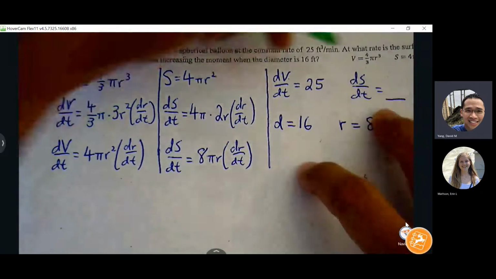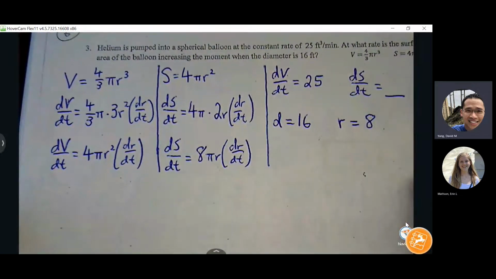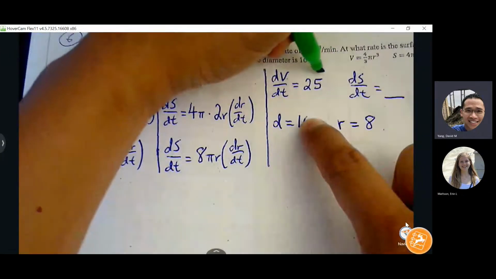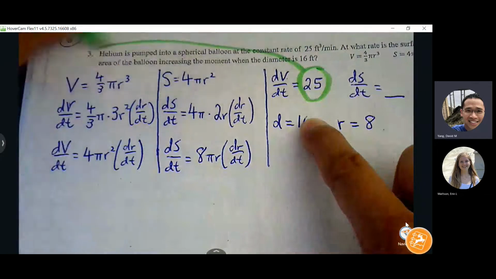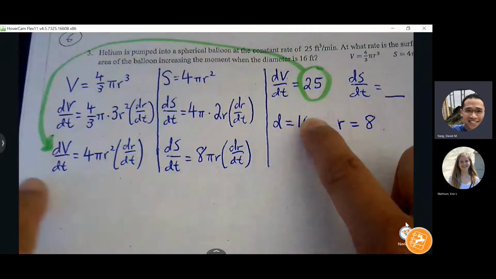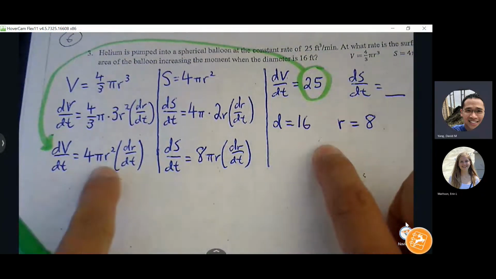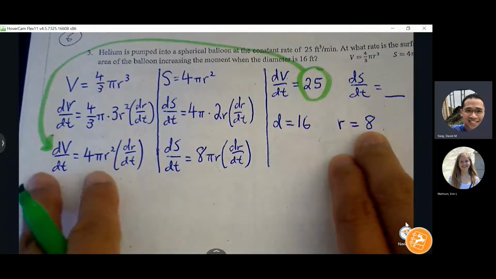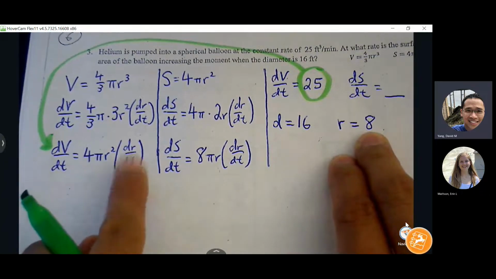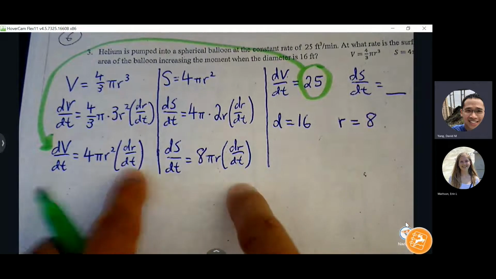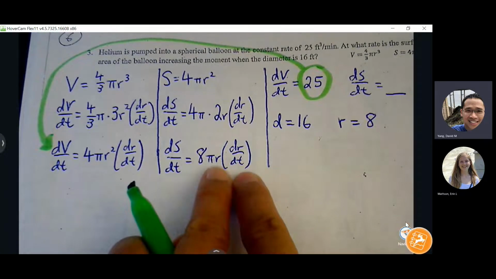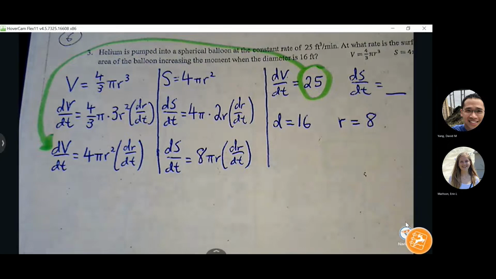Plug it into one of the equations. Okay, which equation? The volume equation. Yep, that's it, right? So I have dV/dt is 25. So if I can just take this, insert it in here. I have radius as well, so this can help me solve for dr/dt. And if I have dr/dt, then I have the final piece of the puzzle that I need to get to what I want to find.